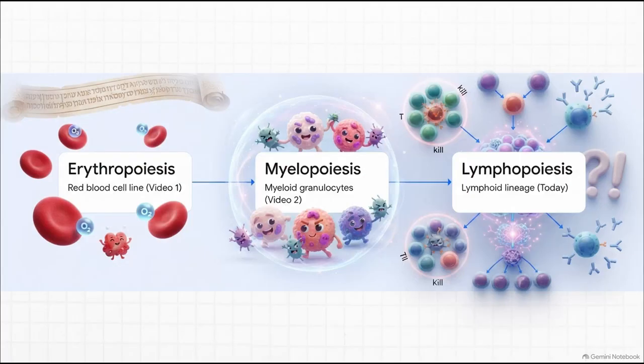So, as a super quick 20-second recap of the last two explainers, we've already conquered the red blood cell and myeloid lines. You've totally mastered how erythrocytes carry oxygen and how the myeloid granulocytes fight off those nasty bacterial invaders. Which brings us to today's focus, the diverse, highly specialized, and honestly, endlessly fascinating lymphoid lineage.